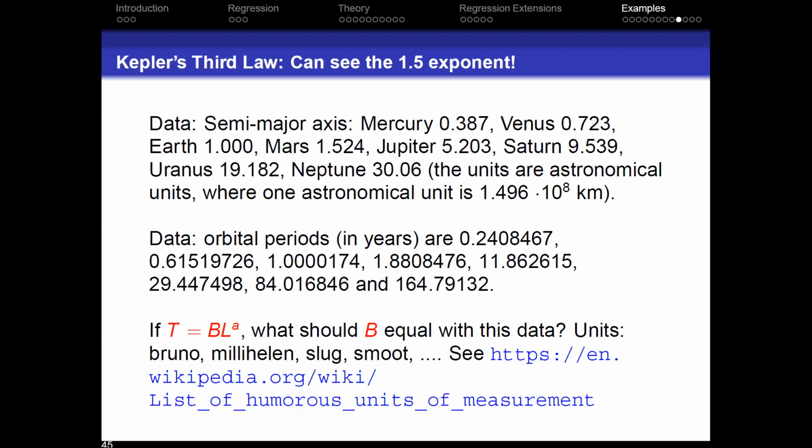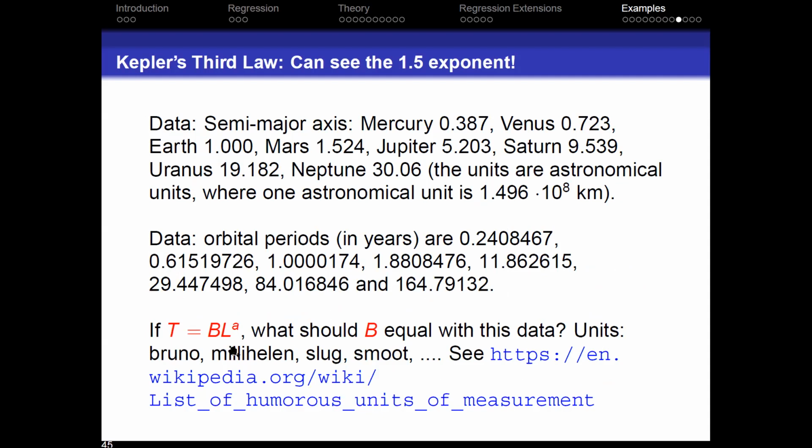So what I'm going to do is give you the data for the semi-major axes of the planets, and you can do this as a homework problem. When I was a kid, I would have had to give you 9 pieces of data. Now I only have to give you 8. And I will use astronomical units. One astronomical unit is essentially the distance from the Earth to the sun. And for the time, I will use the orbital period in years.